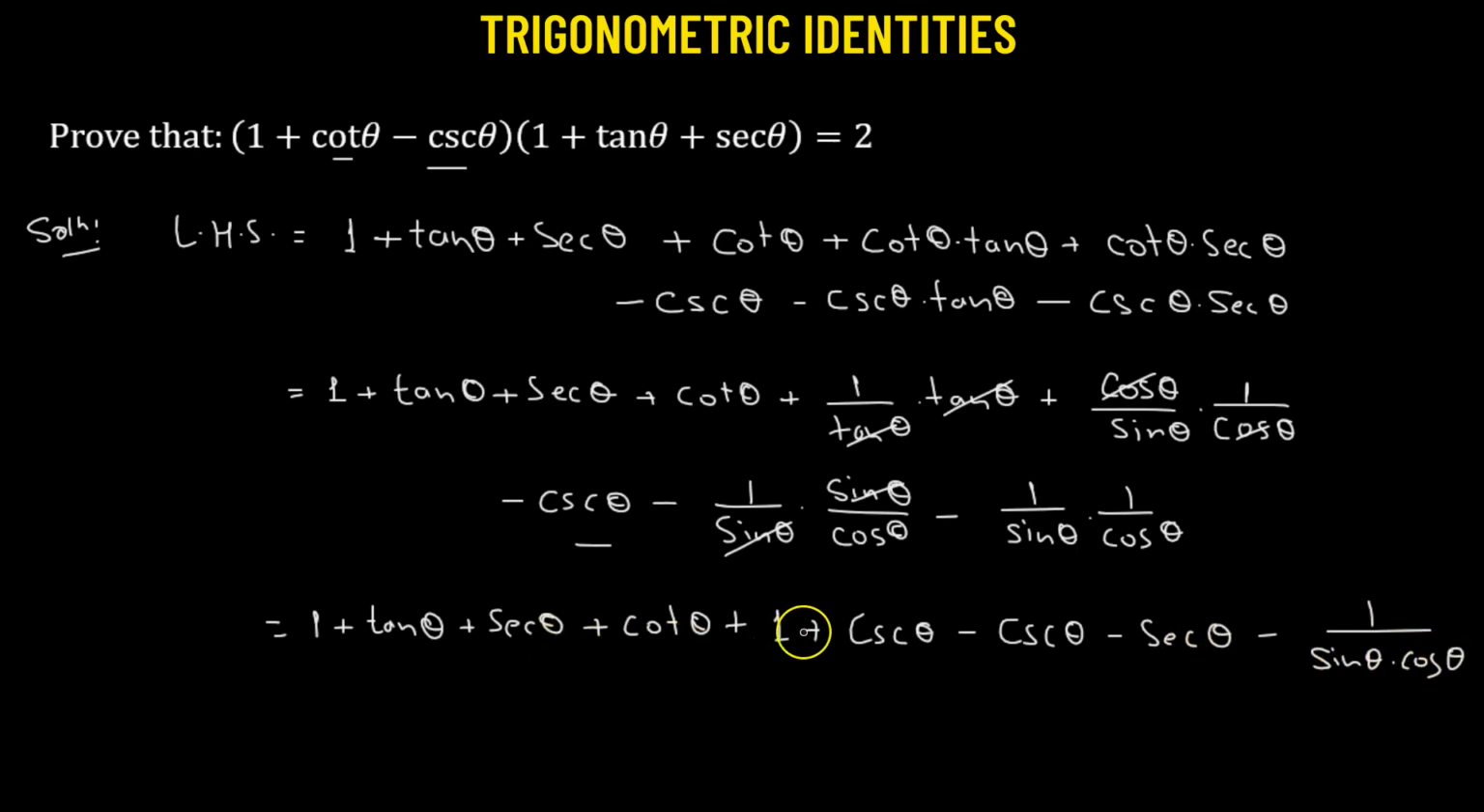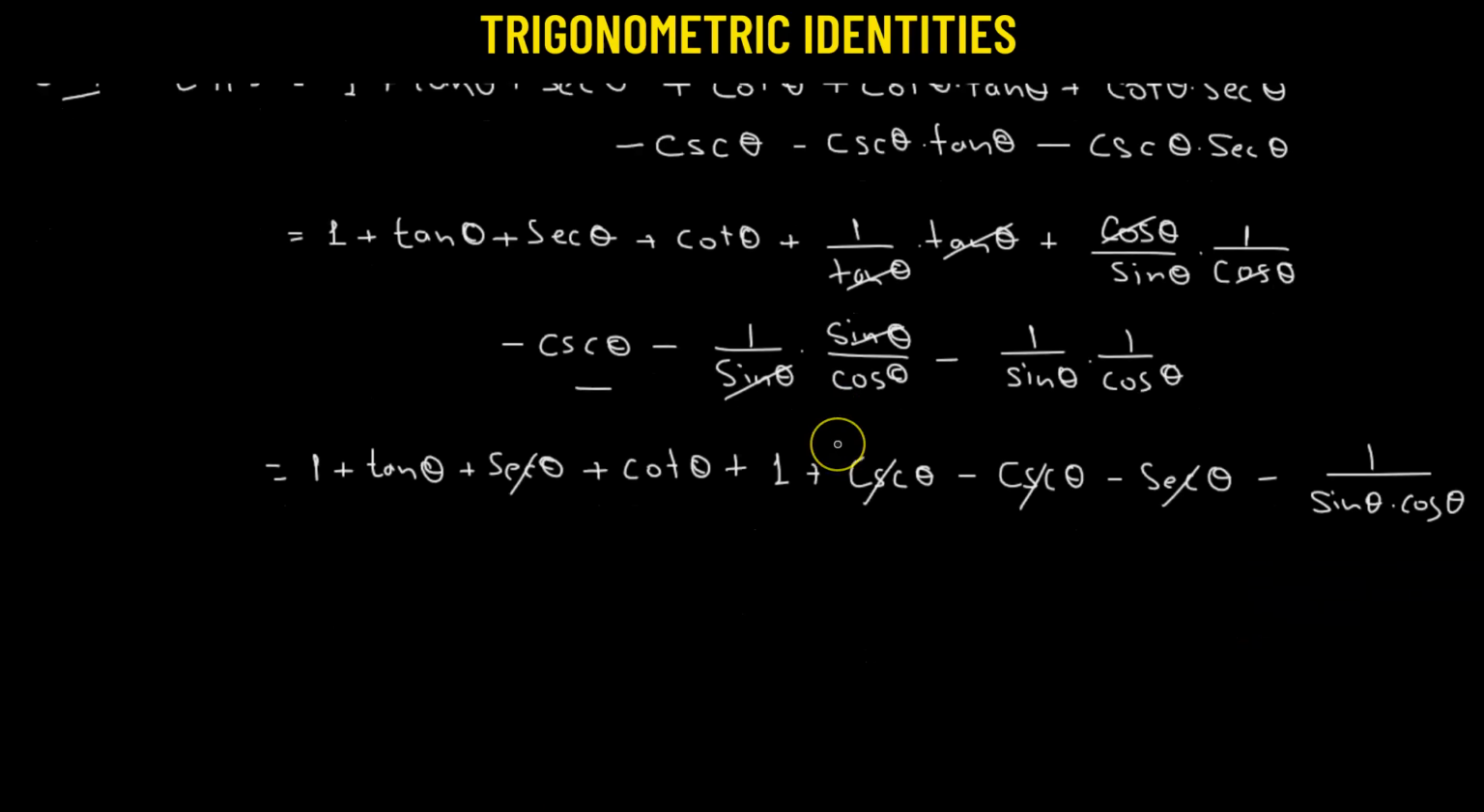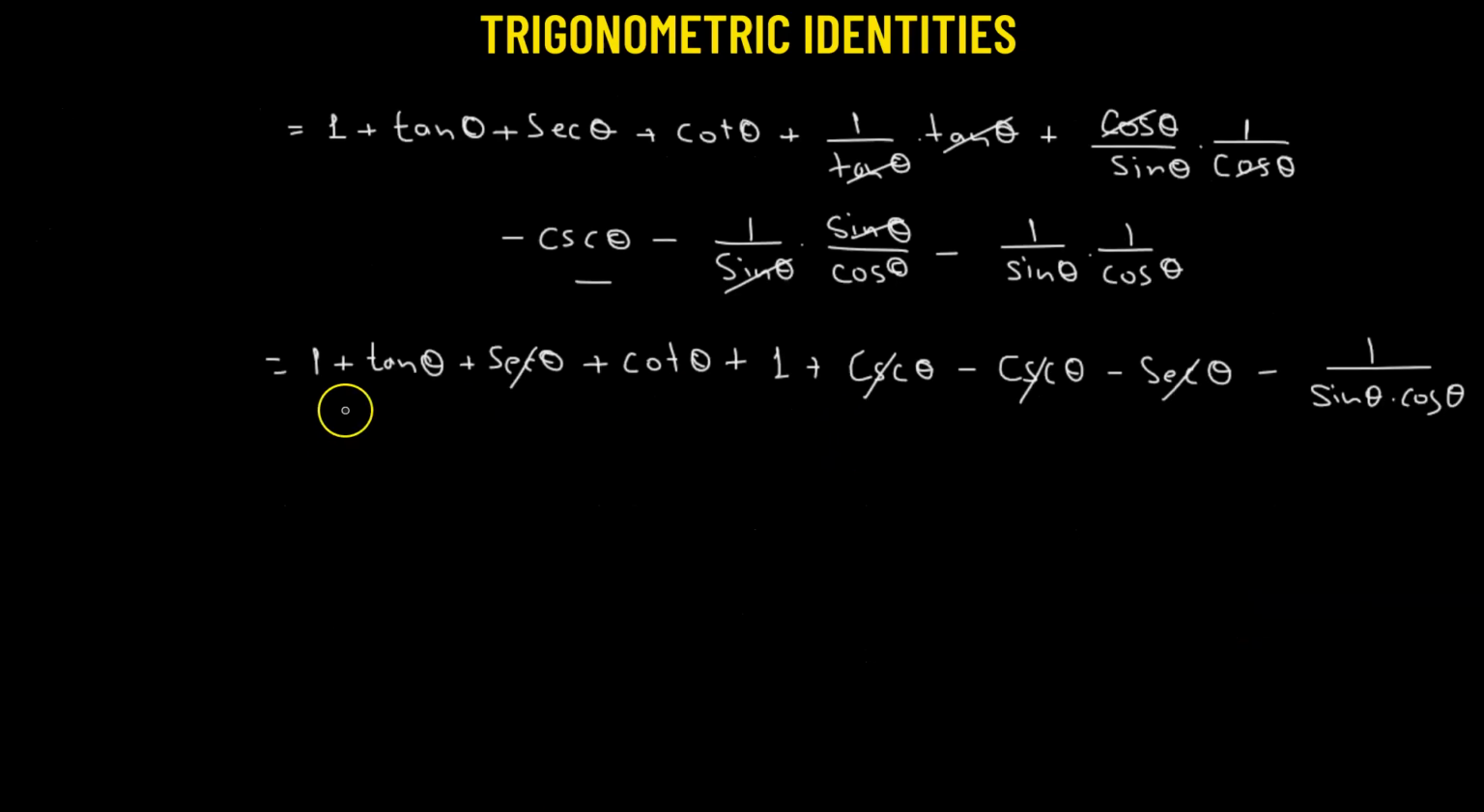Now a couple of terms will get cancelled out. Positive csc θ and negative csc θ cancel out. We have positive sec θ and negative sec θ cancelling out. So this is going to give us 1 plus 1, which will be 2. We have 2 plus tan θ.